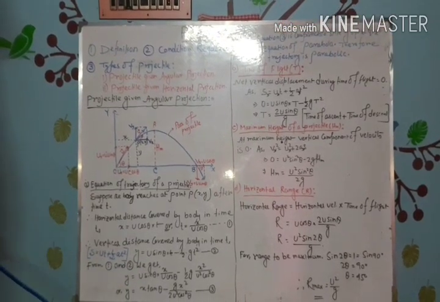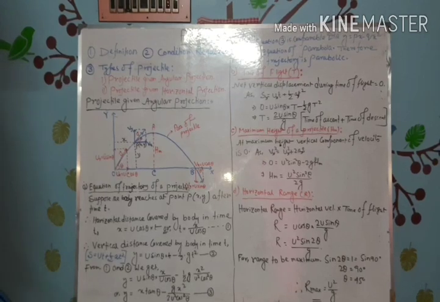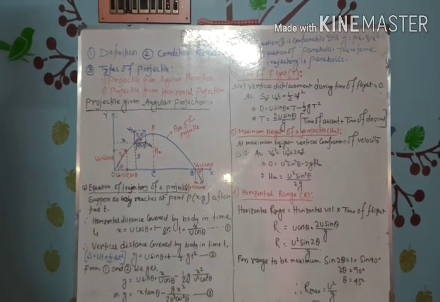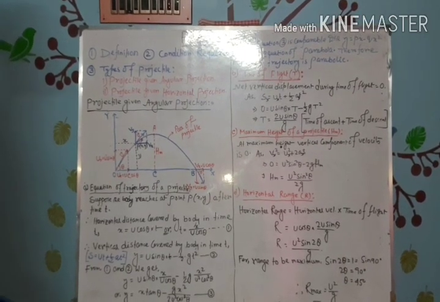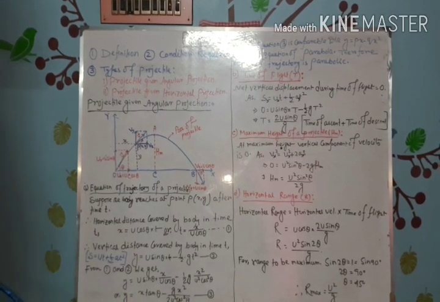Here you have to know that the object which executes projectile motion is known as the projectile, and the path through which the projectile motion takes place is known as the trajectory of the projectile motion.